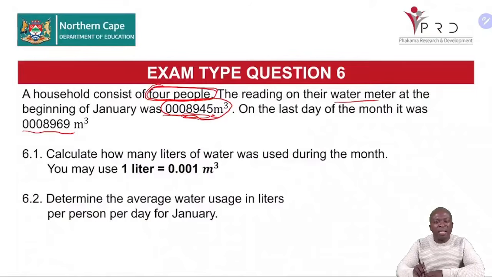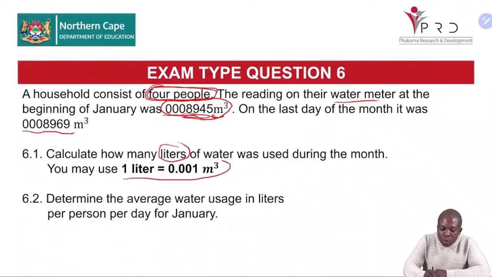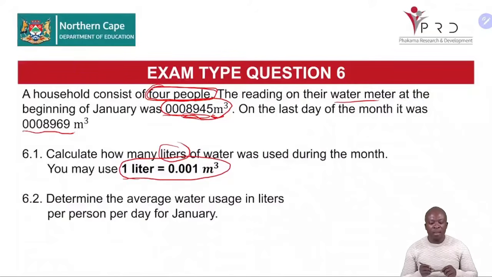But something is different. In the question, the examiner said meters cubed. But now they are asking something different. They are saying the answer must be in what? Liters. So as you read, you try to pick the few information which the examiner gave to you. I hope you are understanding what I'm saying here. They give us the value in meters cubed, but they want the answer in liters. That is why the examiner says you may use 1 liter equals 0.001 meters cubed. They are giving us something to help us. What is that something? It is the conversion factor.